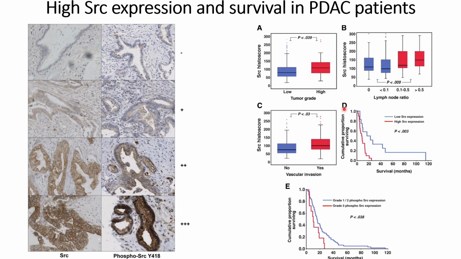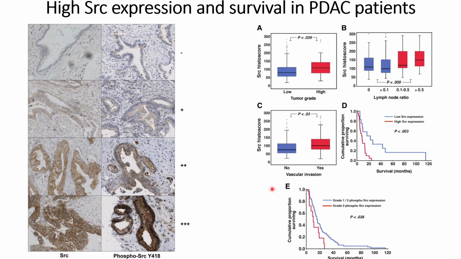And when they checked the survival rate by separating the population into two categories, low SRC expression and high SRC expression, they can see that high SRC expression has a lower survival rate compared to low SRC expression, indicating that patients with high SRC have a poor prognosis, and that leads to fewer survival months or a shorter survival time period.